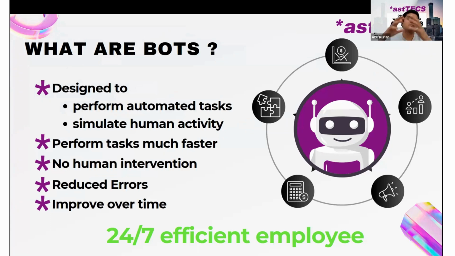So ideally, to summarize what bots are in our context, you can think of bots as a 24/7 efficient employee. They don't need to take a leave. They won't make an error. They can continuously improve over time, and they will do the task as instructed. So these are what bots are. Obviously, if the bot doesn't know how to do a task, you will have to tell it to do the task, but that is true of anybody. So bots are a 24/7 efficient employee.